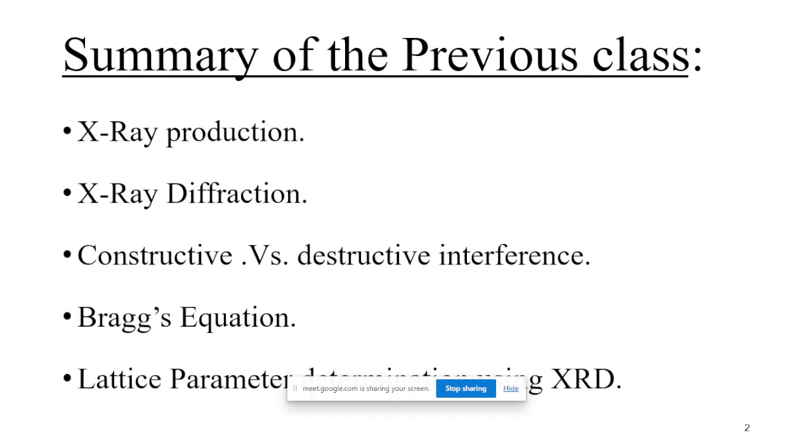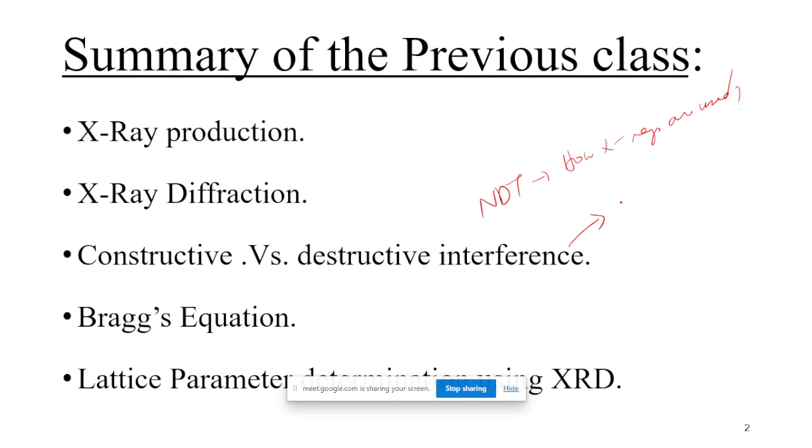We also saw what constructive and destructive interference are. To sum this up, non-destructive testing, NDT also. We also saw non-destructive testing, like how X-rays are used there. So, to sum this up briefly, right?